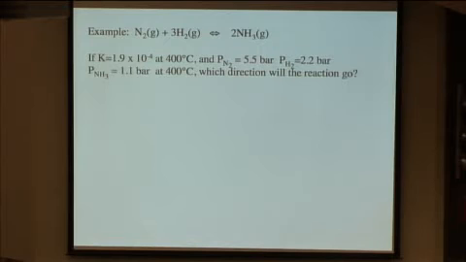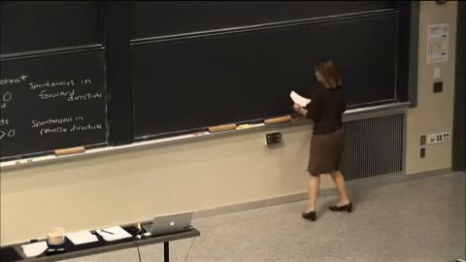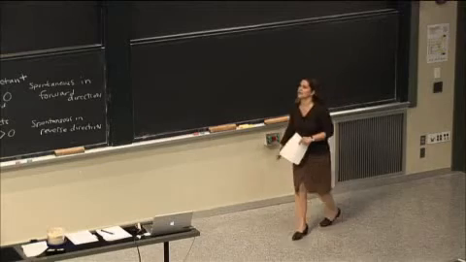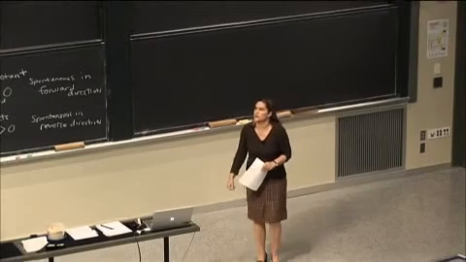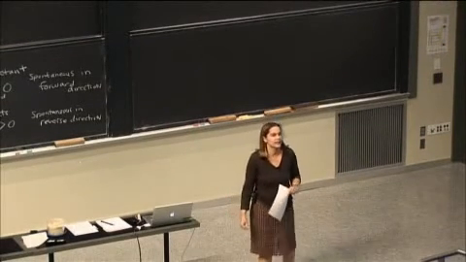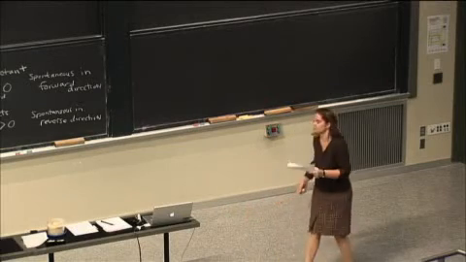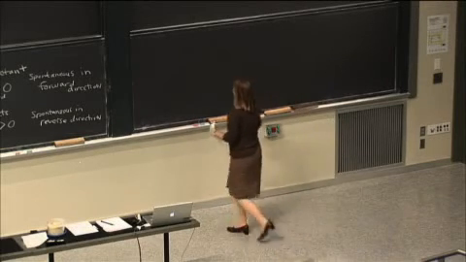So let's look at an example. K is given in this example. And then we have a bunch of partial pressures. And we're asked which direction the reaction will go. So what do I need to do to answer this question? What do I need to calculate? If I'm given K and a bunch of partial pressures, what do I first need to calculate? Q. Right, so let's calculate Q.